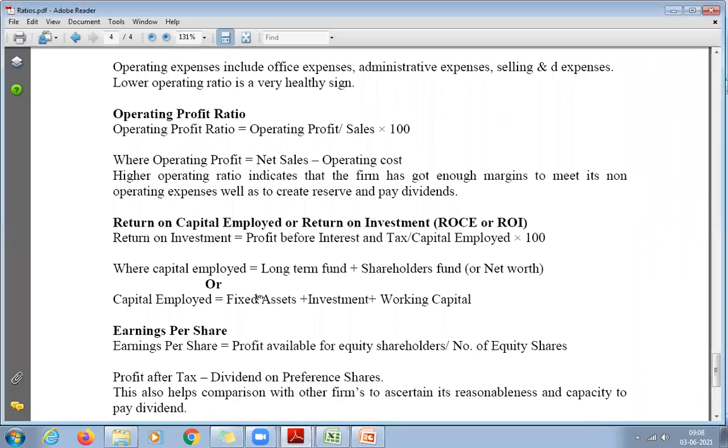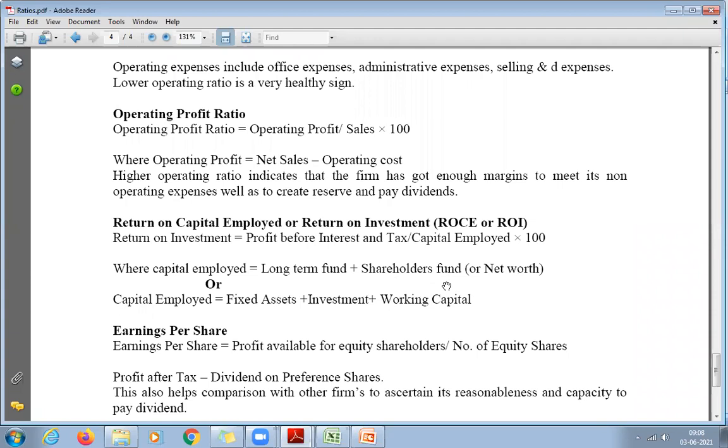We have to calculate it. How to calculate capital employed? That is long-term fund, or shareholders fund, or net worth. It's also called net worth. Already you all know what is shareholders fund, because in earlier questions like question number 8, 9 and 11, 12 we have used it. So how to calculate shareholders fund? Anybody? Or net worth? How to calculate shareholders fund?